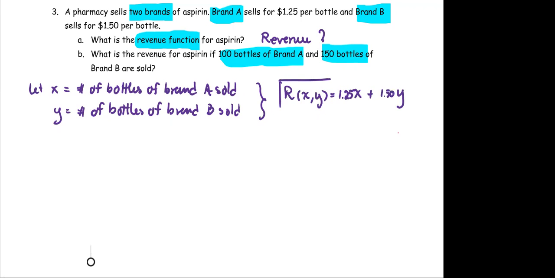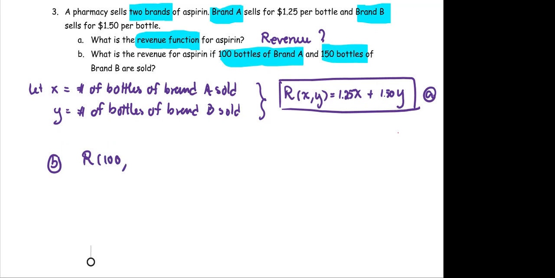So now we have the revenue function for aspirin for both brand A and brand B. So this is part A. And then in part B, we're going to find the revenue where the number of bottles of brand A is 100, or when X is 100, and the number of brand B is 150.